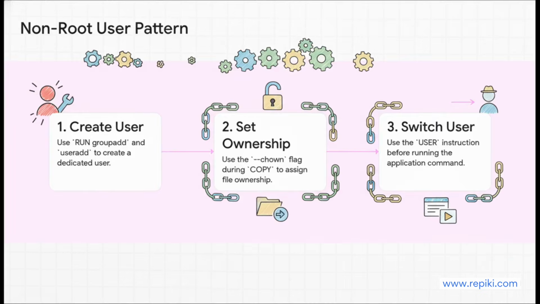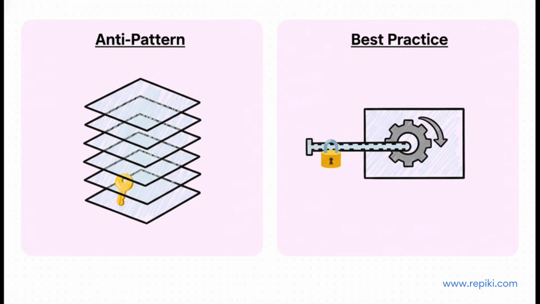So the correct pattern here is absolutely essential to follow. First, you create a dedicated, unprivileged user. Then, you make sure to give that user ownership of your app files. And finally, this is the most important part, you use the USER instruction to switch to that user before you run your application. And this next one, please, I cannot stress this enough.